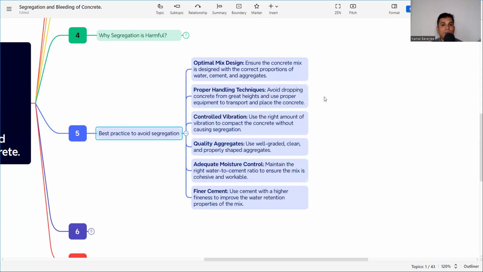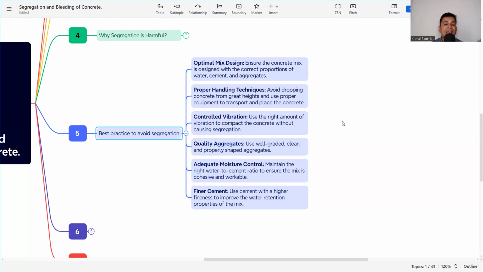If we cannot make the correct proportion of the concrete ingredients, you will not get the right kind of concrete, and segregation and bleeding can happen. So first, we need to follow the code and do the mix design as per the code. And how to do the mix design, I have made a detailed video. Its link is in the description. Please check. You will get full information about how to prepare an optimal mix design.